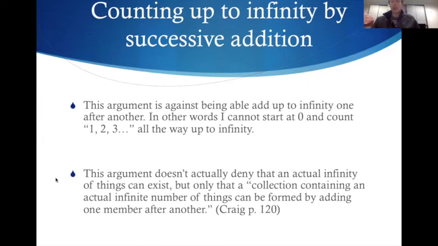Now, the second argument against an actual infinity is the one by counting up to infinity by successive addition. Just saying that you could count, starting with 0, 1, 2, 3, 4, 5, 6, 7, all the way up until you reached infinity. So the argument's just trying to show that this is impossible. Now, when you're putting forth this argument, it's important to recognize that it doesn't actually deny that an actual infinity of things can exist. It is only showing that a collection containing an actual infinite number of things cannot be formed by adding one member after another.